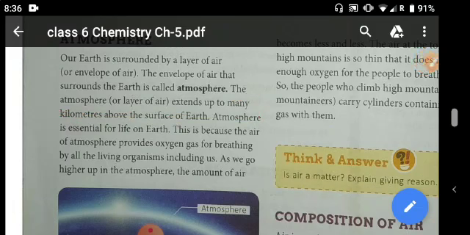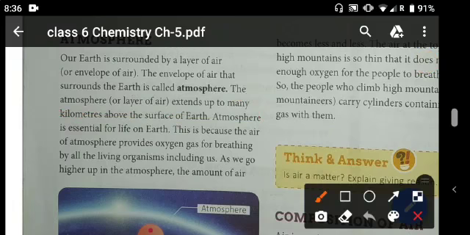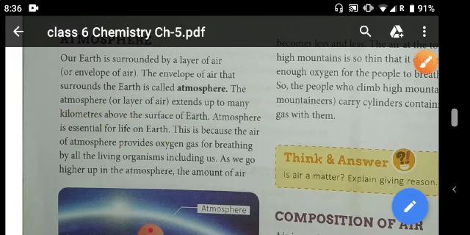Atmosphere is essential for life on earth. Why is atmosphere essential for life on earth? Because this atmosphere contains various types of gases which are required for us. That's why atmosphere is essential for life on earth.